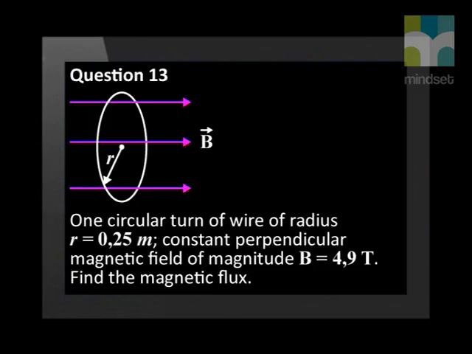Question 13. One circular turn of wire of radius equal to 0,25 meters and a constant perpendicular magnetic field of magnitude 4,9 Tesla. Find the magnetic flux.